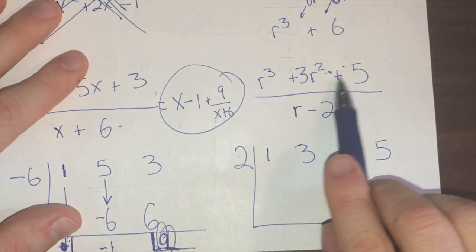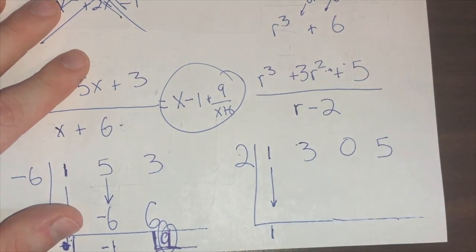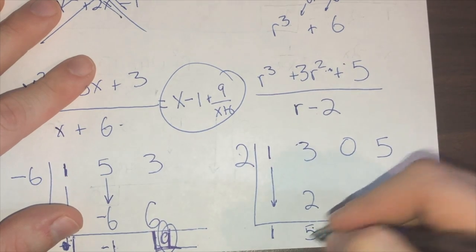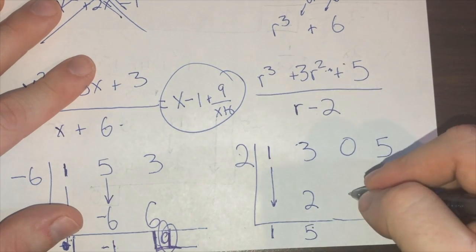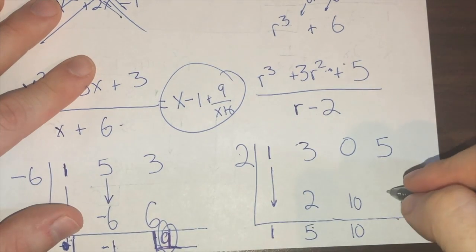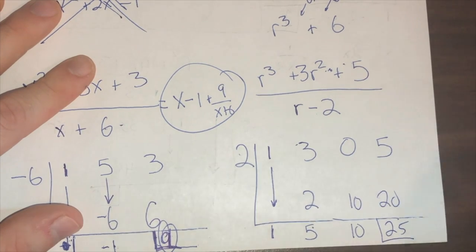1, 3, 0, 5, and I bring it down. Let's get it. So here we go. 1. 1 times 2 is 2. 2 plus 3 is 5. 5 times 2 is 10. 0 plus 10 is 10. 10 times 2 is 20. 5 plus 20 is 25.